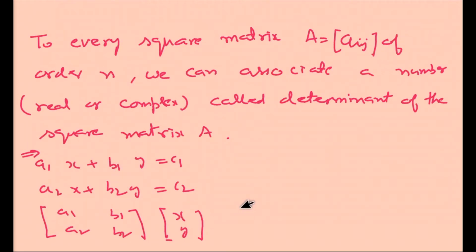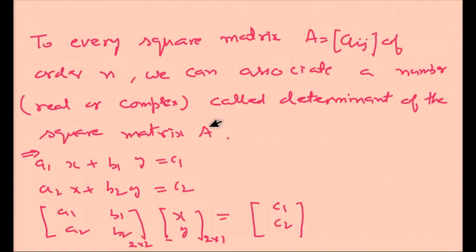Okay, now equal to, we can write this as c1 c2. We understand what I am writing here. Now if you multiply this, this is of order 2 into 2 and this is of order 2 into 1. What is the product of this?